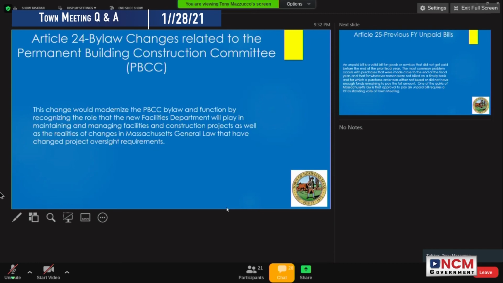We might be doing a major renovation of town hall at some point in the future, but we haven't found the $20 million to do that yet. So it doesn't render them ineffective or doesn't render them defunct.